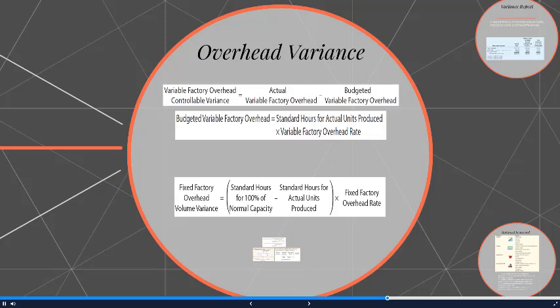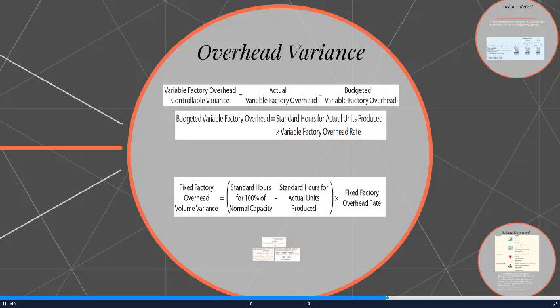To get to the budgeted variable overhead, we have to use our standard hours for actual units produced. So how many hours should it have taken to produce the actual number of units we did? And we're going to multiply that by our variable factory overhead rate. In order to get that variable factory overhead rate, we take our budgeted variable overhead and we divide that by our budgeted variable hours.